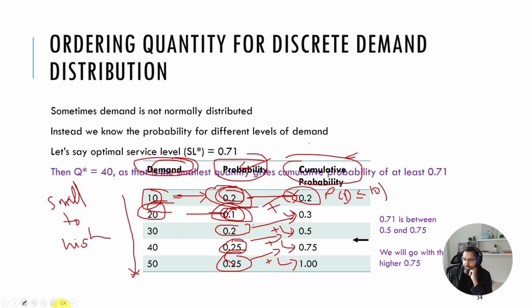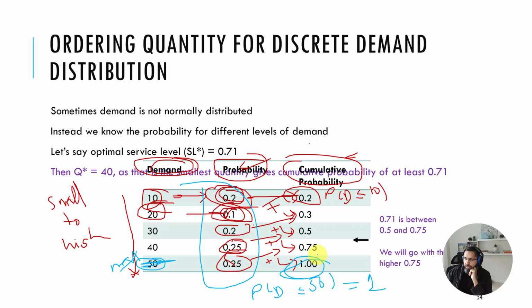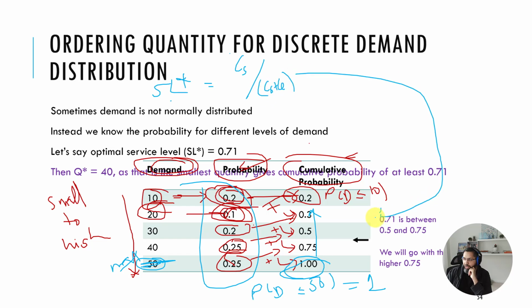If the probabilities are correctly specified, you would get the final cumulative probability to be 1, because that's the maximum value of demand. So the probability that demand is less than or equal to the max value of 50 is 1, because demand can be 50 or less. Once you get the cumulative probability column, then you'll find your service level SL star using the CS divided by CS plus CE formula. And then you'll find that value in this column of cumulative probability values.